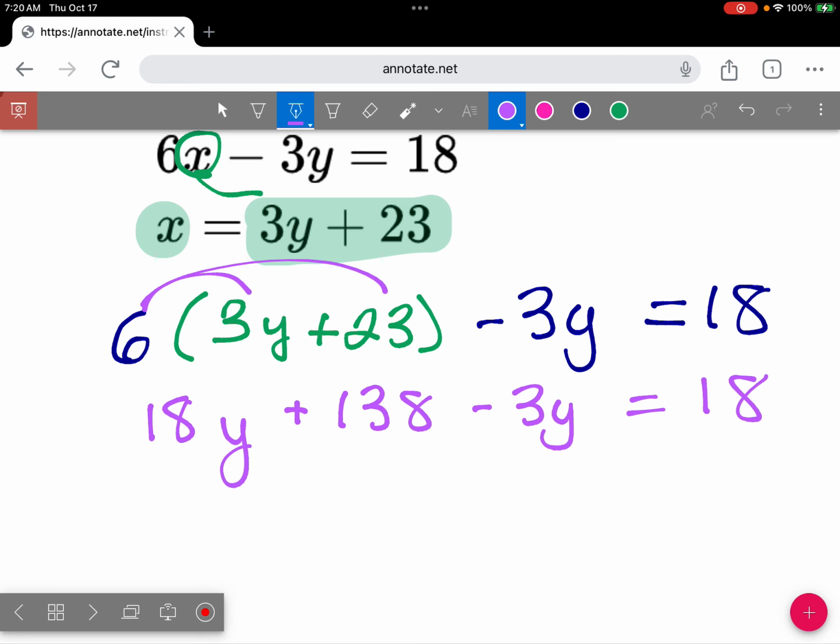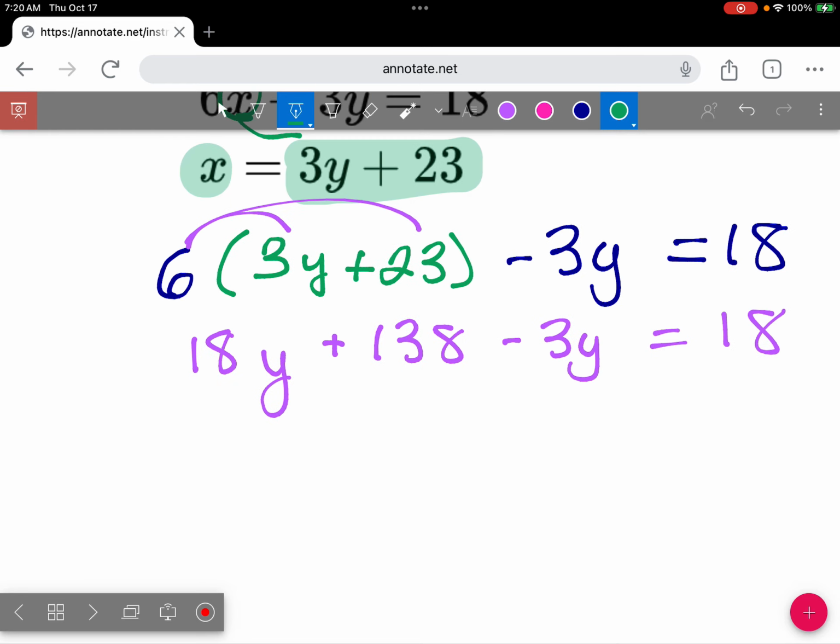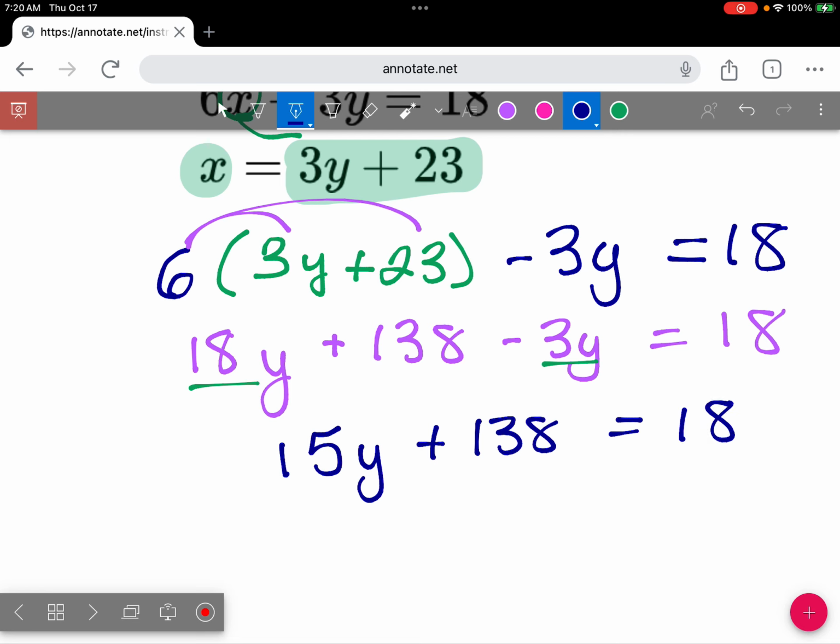Now what? We can combine some like terms. I've got 18y and minus 3y. That's going to give me 15y plus 138 equals 18.